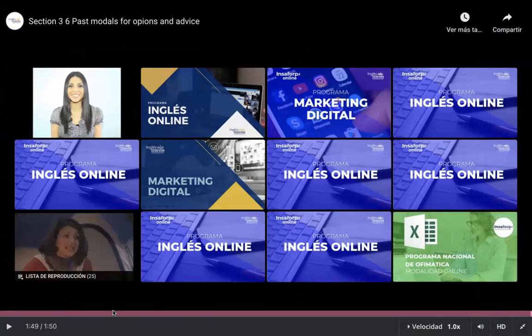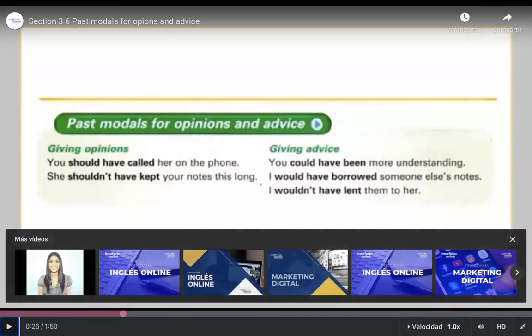Okay. Did you understand the idea? Could have been more understanding. Between should have, could have, and would have? Should is for giving opinions. And could and would is for giving advice. Correct. And all of them are with have, right? And the verb in the past participle. That's going to be to give advice. So what's the difference? That's when you say should have, could have, I would have, for example.